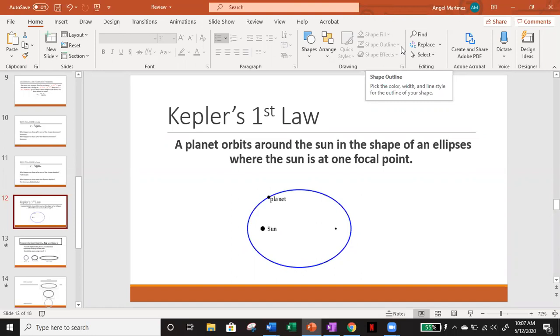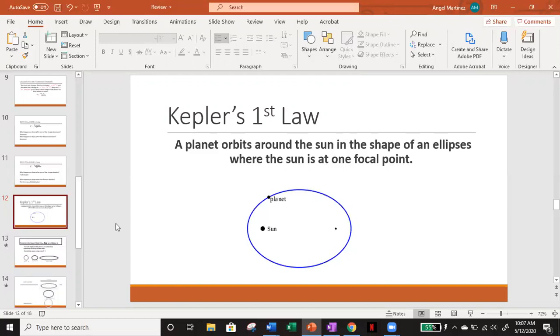Kepler's first law states that a planet, or any object, orbits around the sun in the shape of an ellipse where the sun is at one focal point. You can see down here, this is an ellipse. The sun is at this side, here's the planet, and then this other focal point, it's just a math review for ellipses. It is just like the two center points of an ellipse. This focal point is empty in real life, but the sun is always on one side.